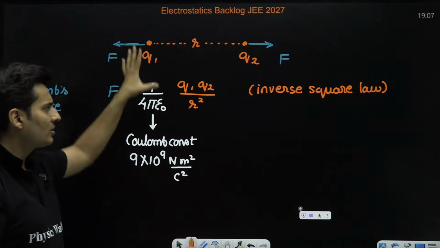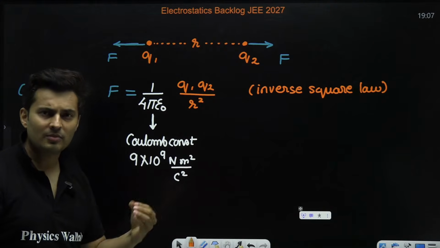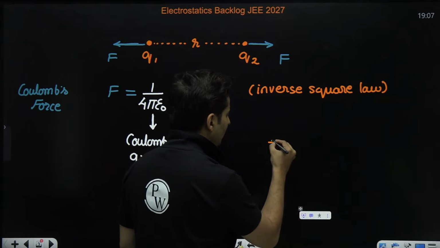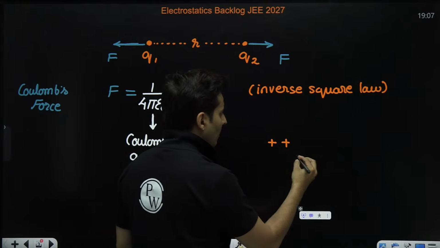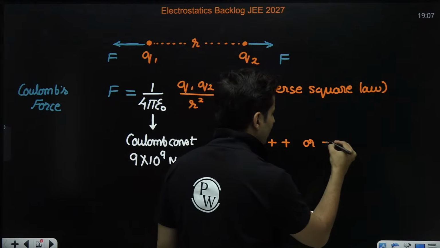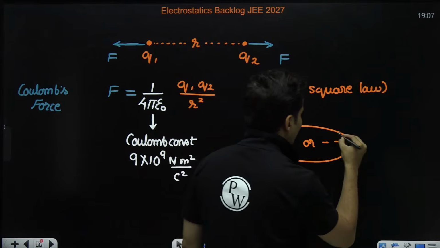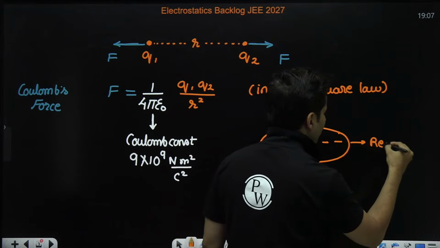Now using this concept, we were able to figure out the forces between any two charges, and we saw that if both the charges are positive or both the charges are negative, then I said that it would be repulsive in nature.